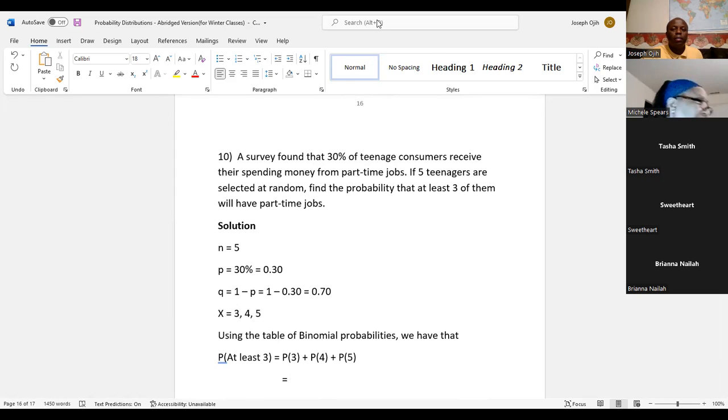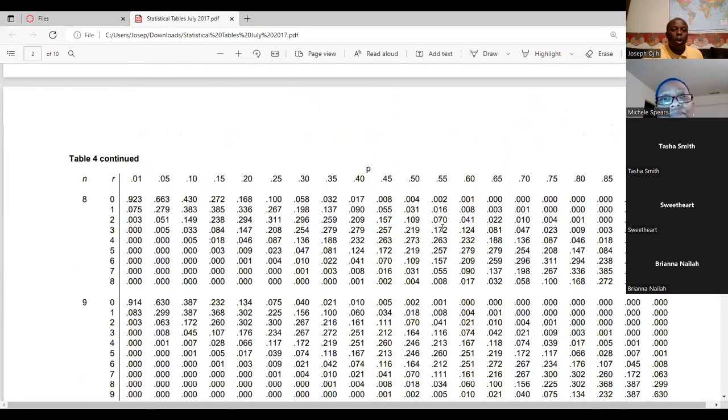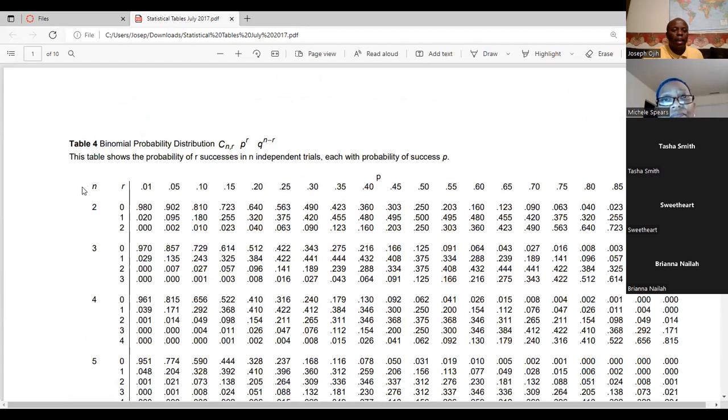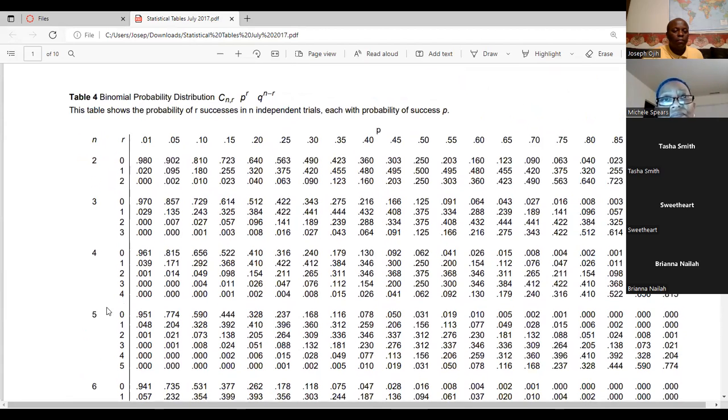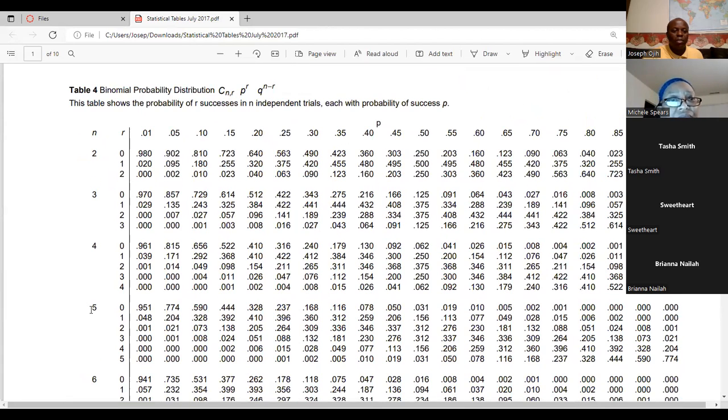So taking you there to the table, I will now go up to where we have n is 5. You can see it, can you? So it's on the side. N is on the side, R, which is x, is on the side, but P is on the horizontal right here. Can you see the P? Can you see my hand? Yes, that's a P.